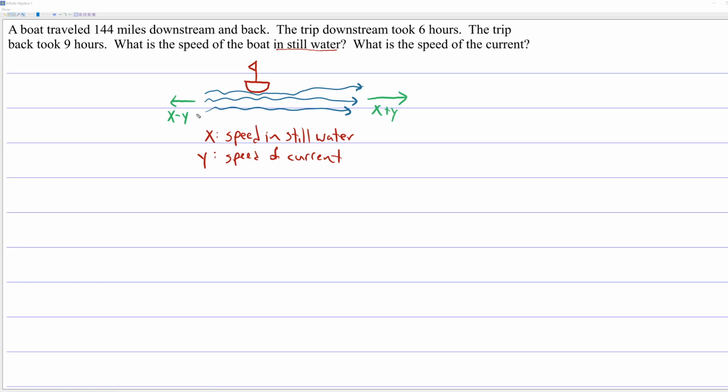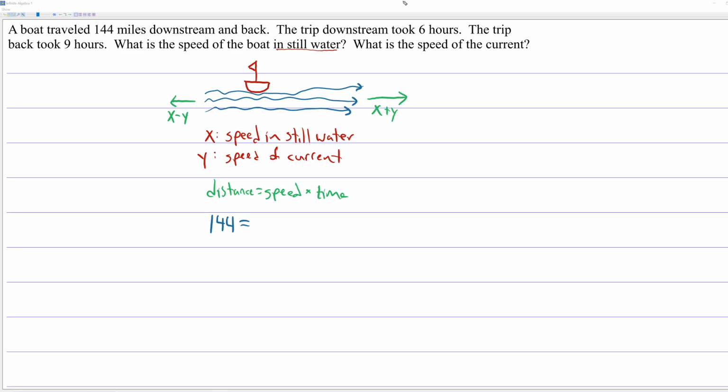In order to write the equations down, we're going to use our old friend, distance equals speed multiplied by time. So distance equals speed multiplied by time. All we have to do is put this in our particular context with our variable names. So the distance is 144 miles, that's given in the problem. And let's say we're going downstream.